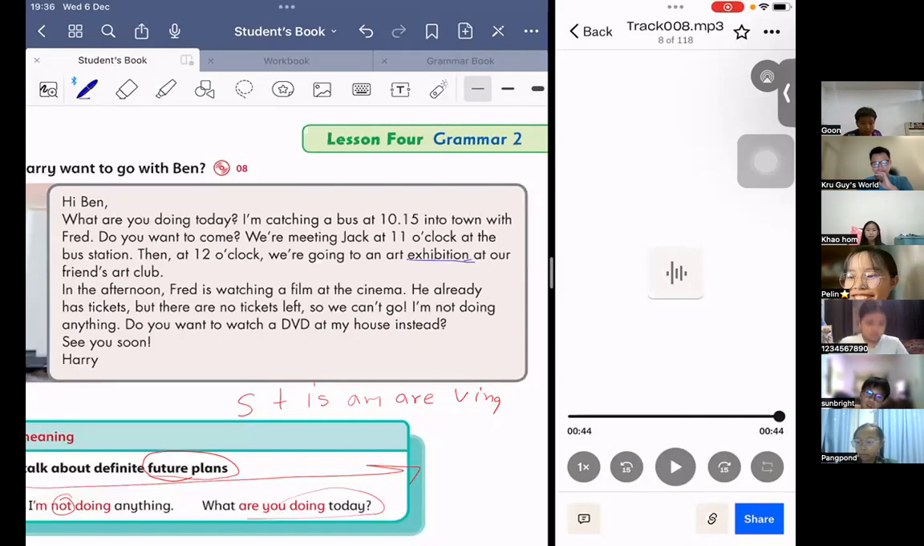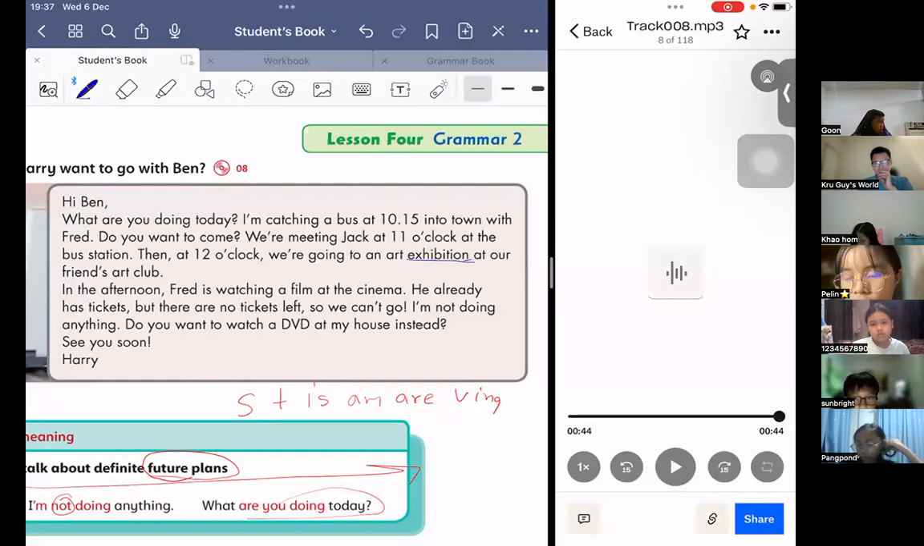Hi Ben, what are you doing today? I'm catching a bus at 10:15 into town with Fred. Do you want to come? We're meeting Jack at 11 o'clock at the bus station. Then at 12 o'clock, we're going to an art exhibition at our friend's art club.